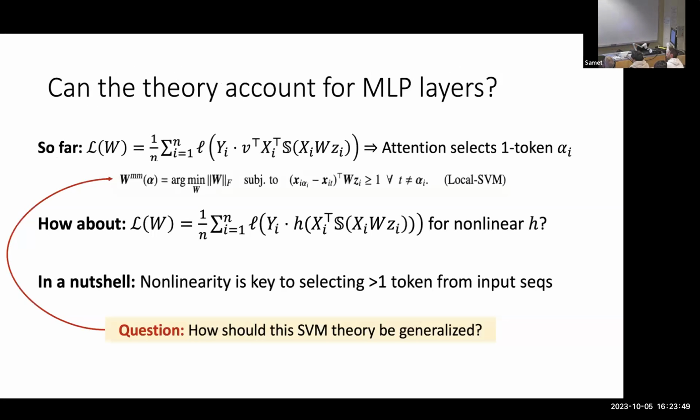The H is fixed? H is again fixed here. So what's the typical choice of H? H is a nonlinear neural net. In practice, in training, H has to be trained. But here I am fixing it, just trying to understand what happens to the inner SVM thing.